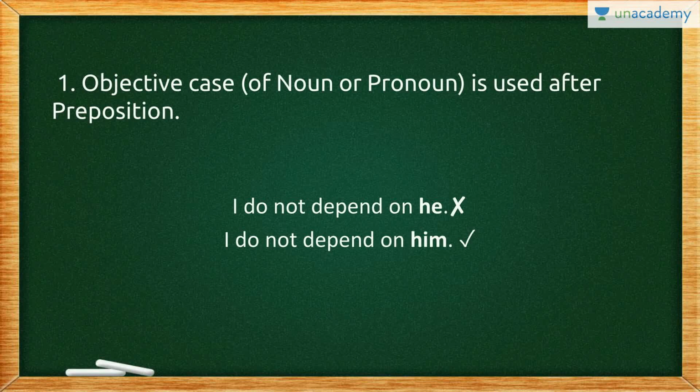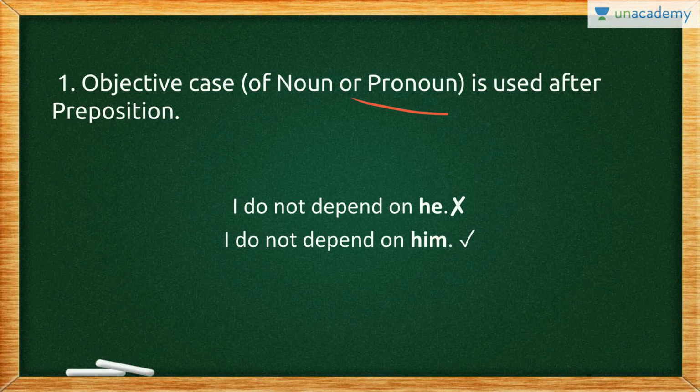Now, the objective case of a noun or pronoun is used after the preposition. Many of you might not know there are three cases of pronouns: subjective, objective, and possessive. When I say she, it is the subjective case, her is the objective case, and also her is the possessive case. Just to make it more clear, he is subjective, him is objective, and his is possessive case. So let's look at the examples.